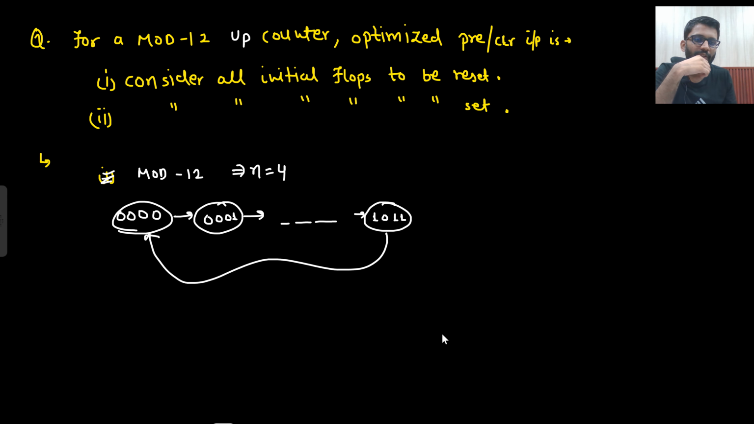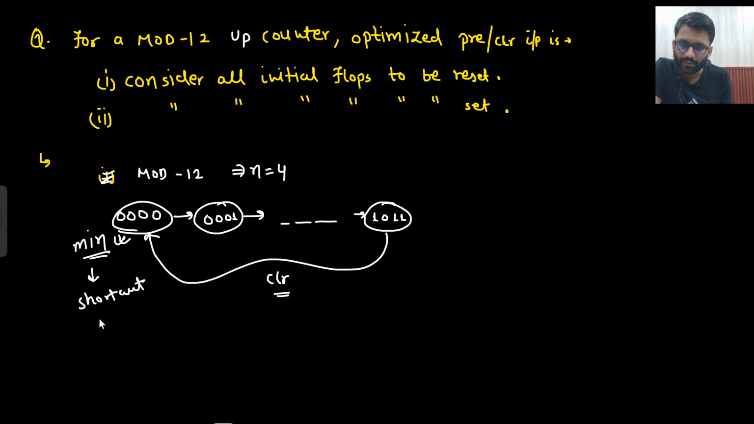So what input will you be using, clear or preset? Clear, right? So I will be using clear here. Okay. So here I will be using clear, and can I apply the shortcut method? Yes, I can apply, because you are starting from minimum. So shortcut applicable. Okay. So Q3, Q2, Q1 and Q0.